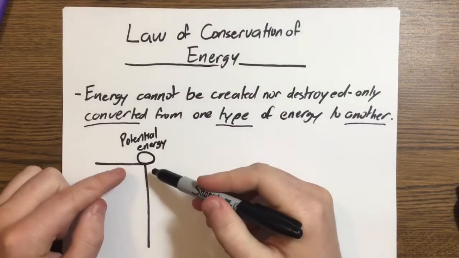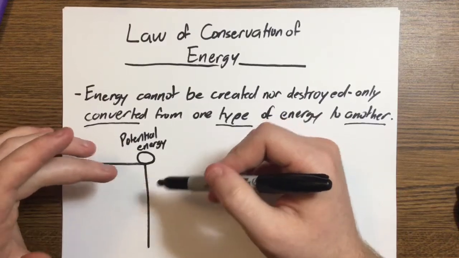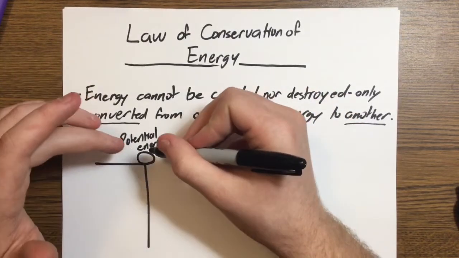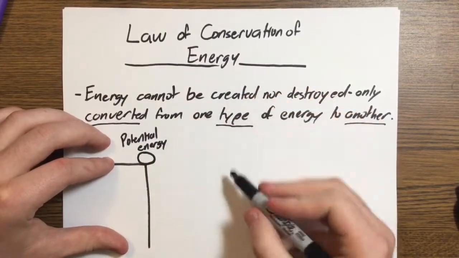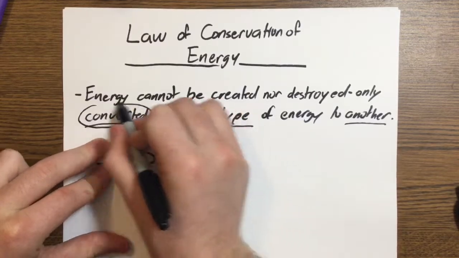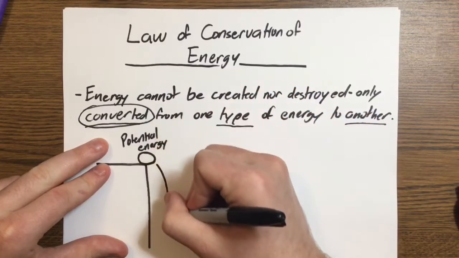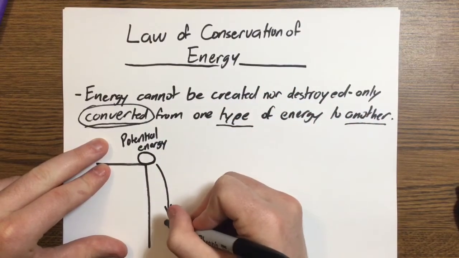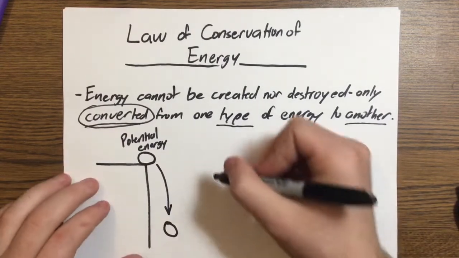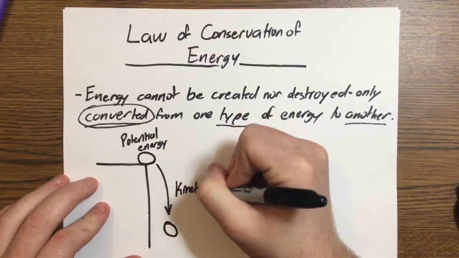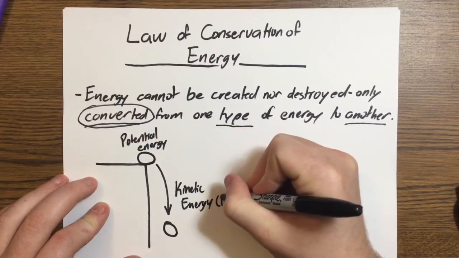Because of its height, because of gravity's pull on it, it has potential energy, the potential to use energy. So this potential energy, due to its height, is up here. Now this potential energy can turn into something else. It can be converted into something else, converted into kinetic energy. Kinetic energy when it's falling. So kinetic energy or the energy of movement.